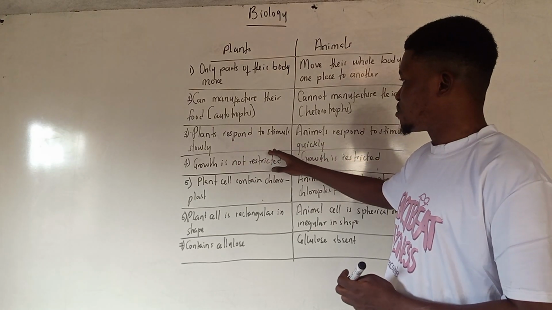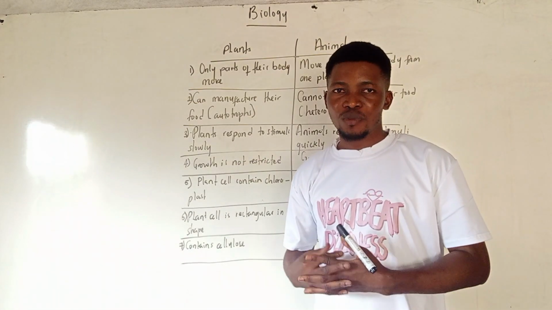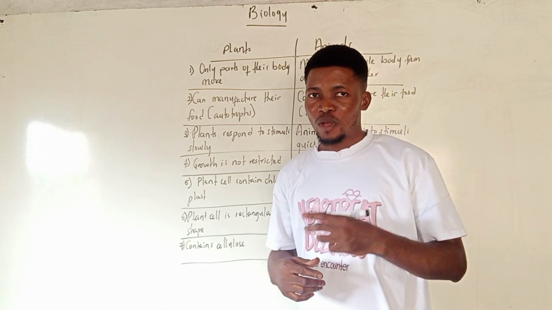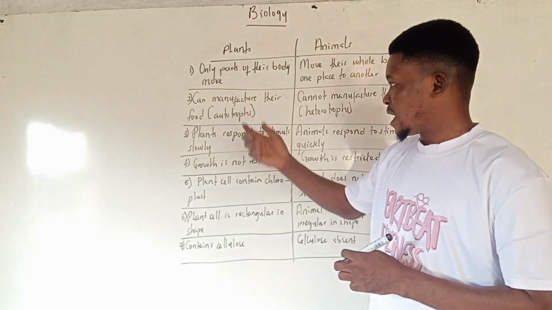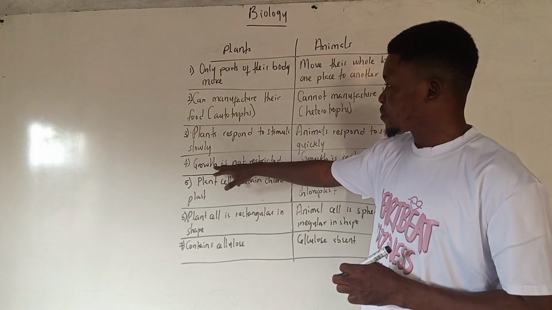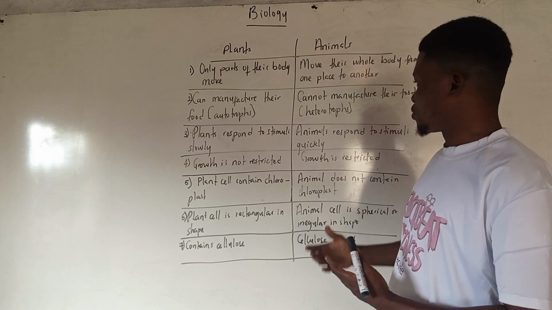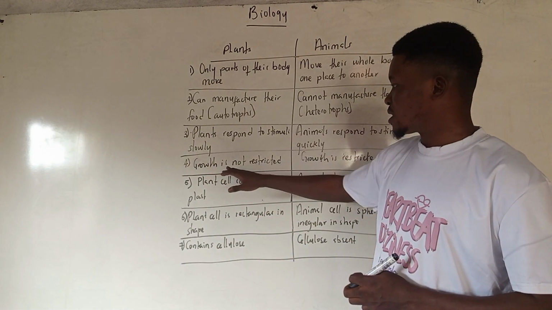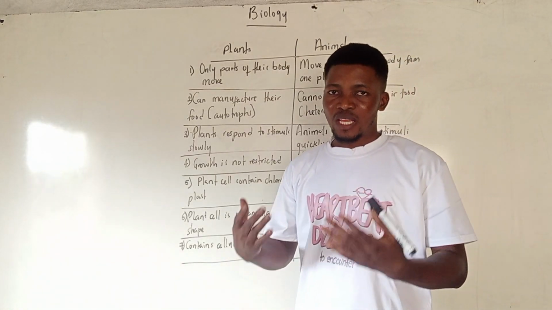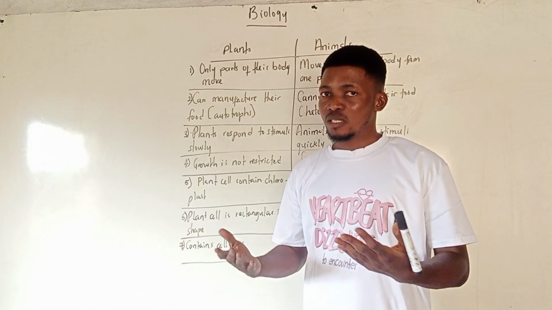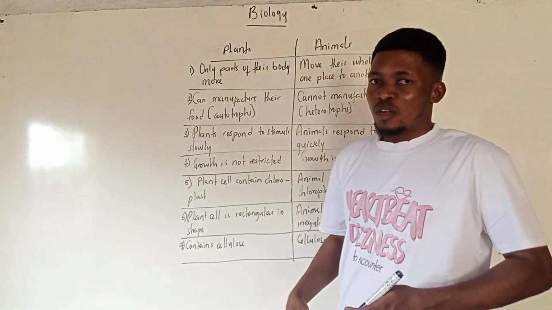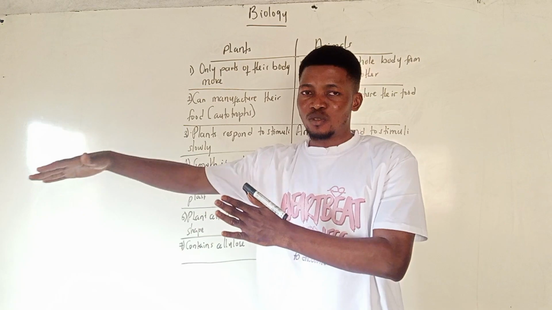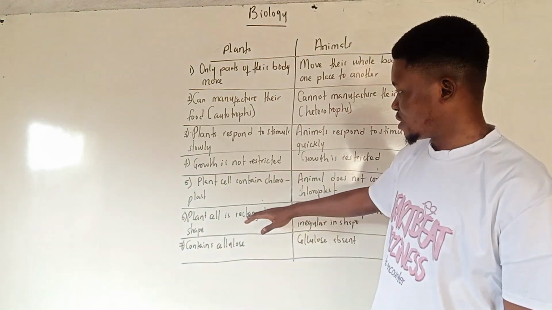Then we have number 3. Plants respond to stimuli slowly. There are 2 major responses in plants, and they are nastism and tropism. We are going to talk about that probably as we go higher. Now, animals respond to stimuli quickly. Then in number 4, we say growth is not restricted in plants. So in plants, growth is unlimited, while in animals, growth is restricted to a certain age.